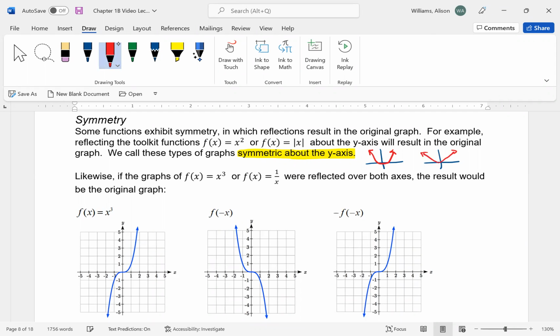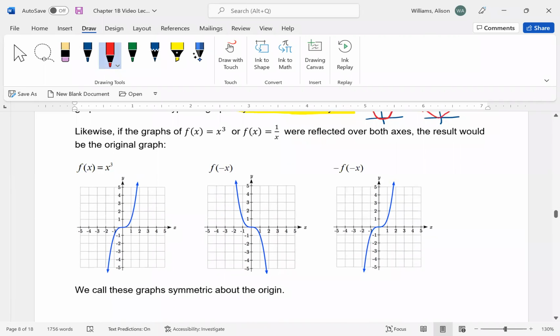And that's a mirror image over the y-axis. So that's their symmetry. They have symmetry around the y-axis. But then we also have symmetry about both axes, which we consider symmetry about the origin.